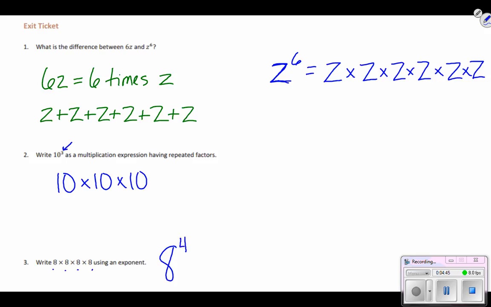So it's like a superhero that hangs out, like the cape kind of flows behind and above the number. So we would read that as 8 to the power of 4 or 8 to the 4th power. You could also solve that if you would like, I would want to use a calculator.